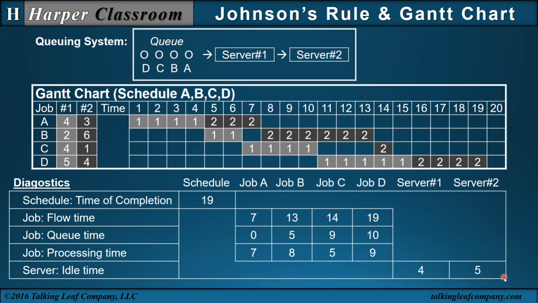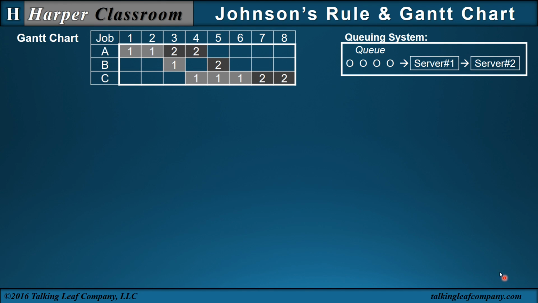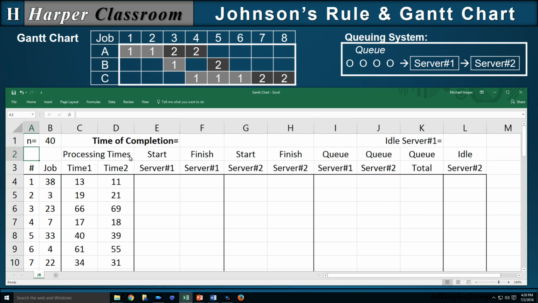But this merely describes the diagnostics in the Gantt chart. Let's see how to calculate the values in the Gantt chart and the diagnostics using Excel. I will use the relationships in this simple Gantt chart to illustrate how to develop an Excel solution for a larger scheduling problem. So let's bring in Excel. I've typed in the header information, and we're using the same scheduling problem we did for the Johnson's rule, where the number of jobs was 40.